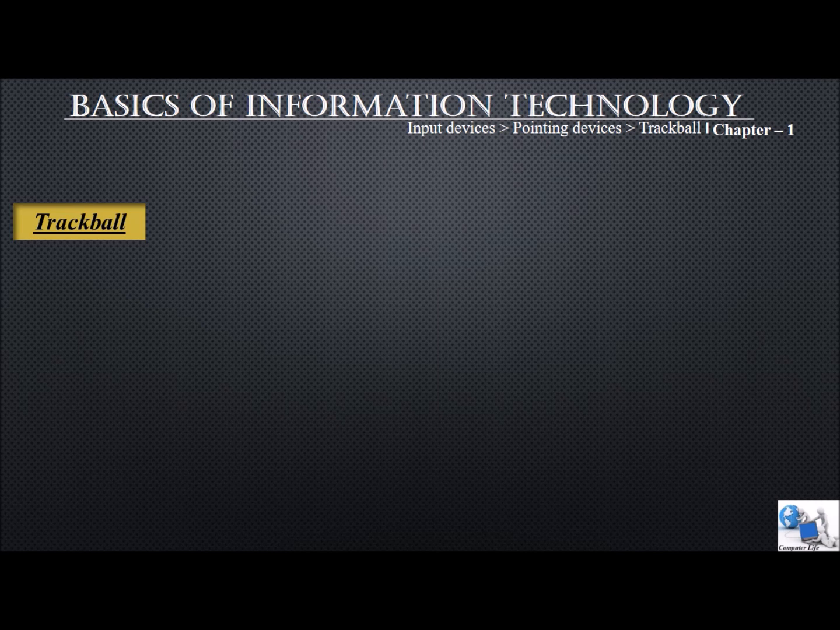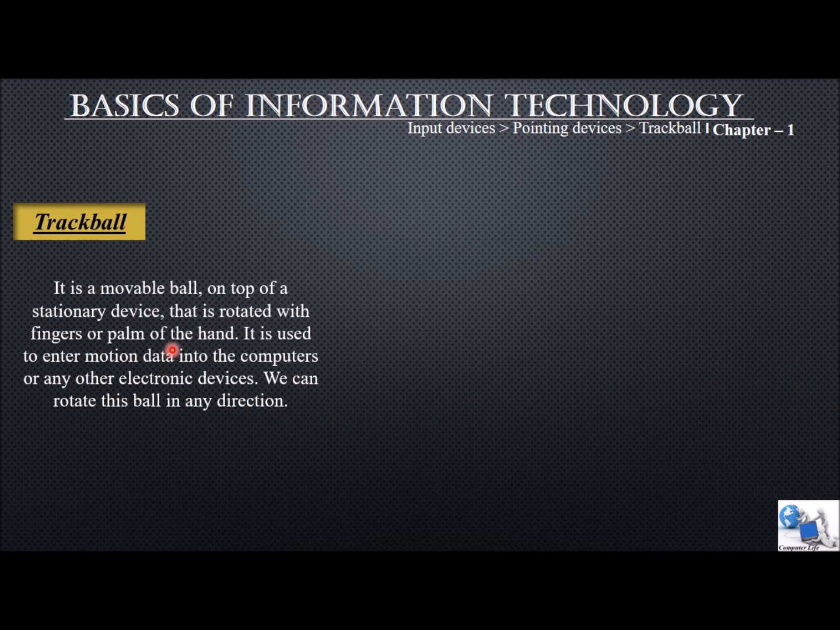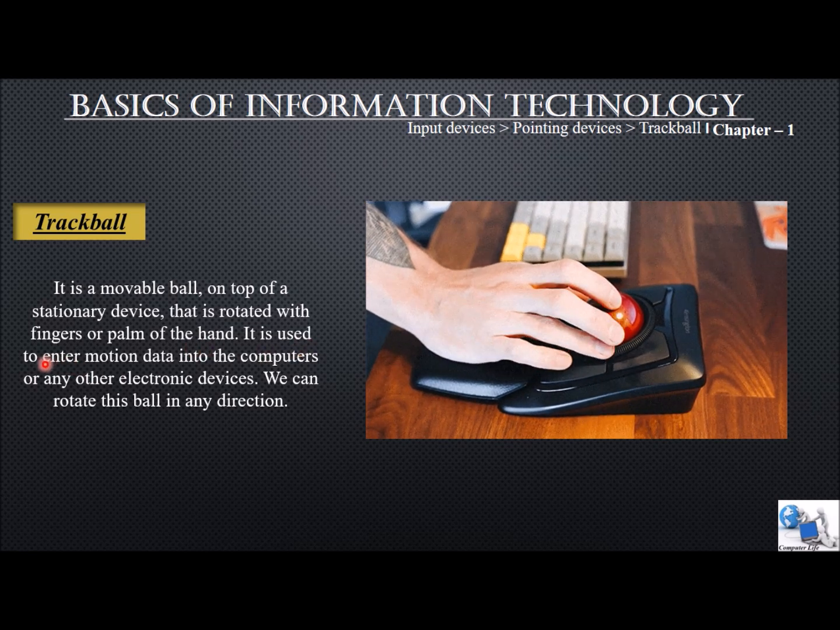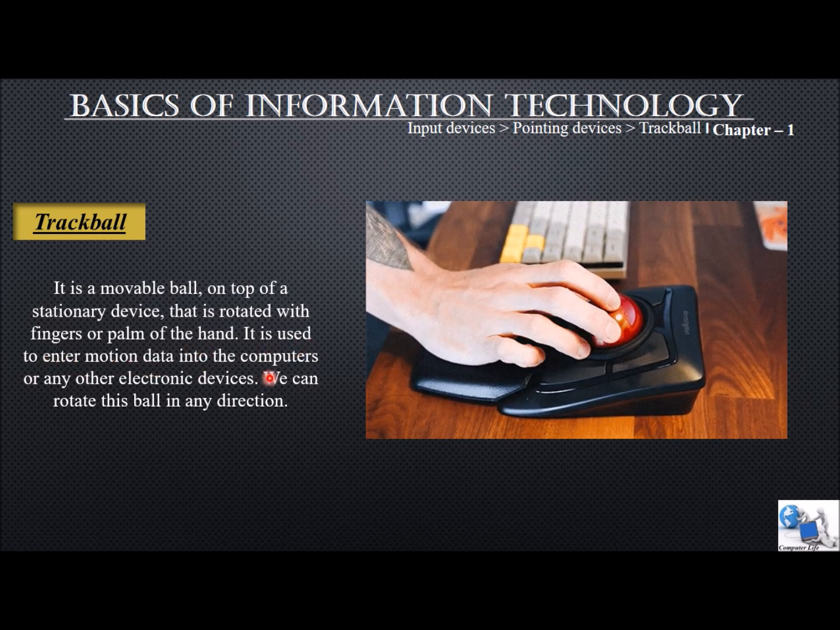The next pointing device is trackball. Trackball is like a movable ball on top of a stationary device that is rotated with the fingers or palm of the hand. It is used to enter motion data into computers or any other electronic devices. We can rotate this ball in any direction. So through the trackball we can handle GPS movements.